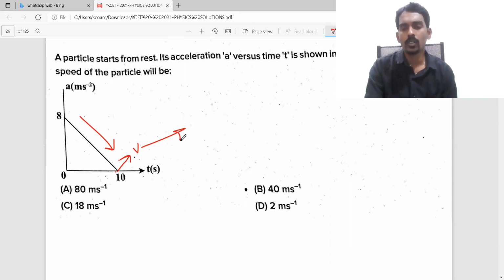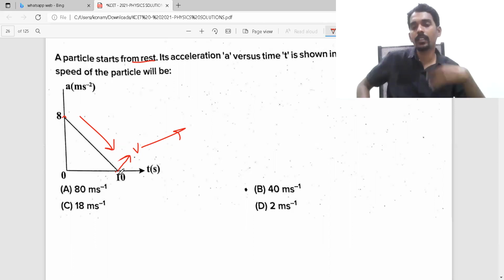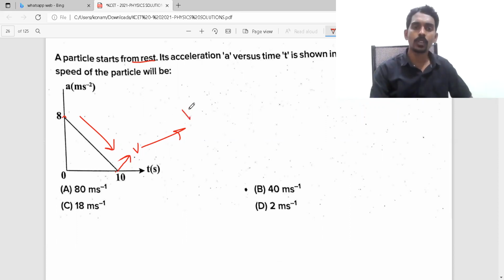So how do you get it? Initially the velocity is 0 because it starts from rest, and the final velocity is the maximum one we have to find. How do you find it? They have given an AT graph. Now again you have to think whether area or slope. Here the area below the AT graph equals the change in velocity, meaning final velocity minus initial velocity. Take it, then you can get it.